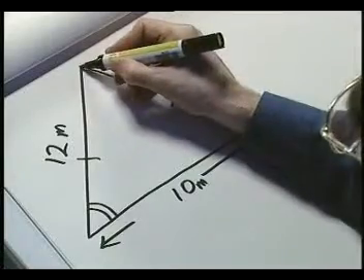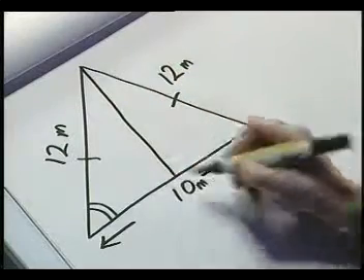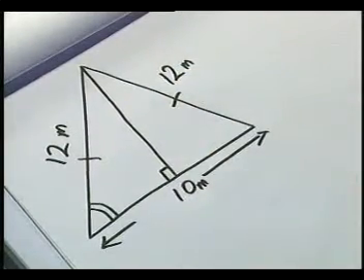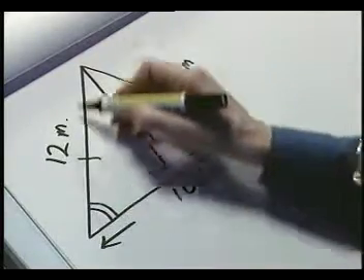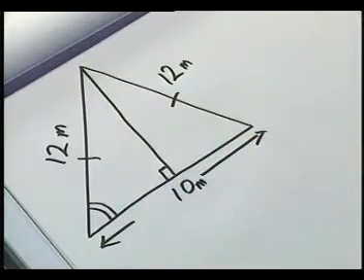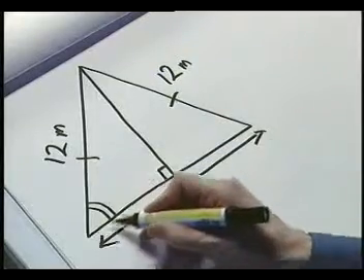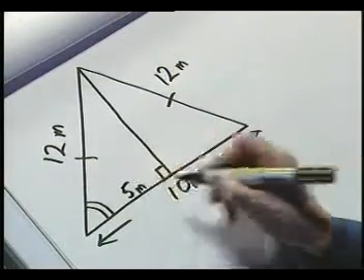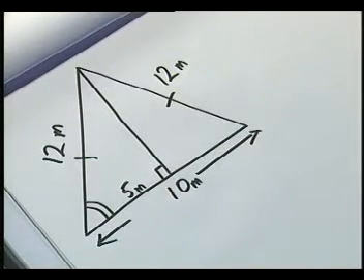There doesn't seem to be a right angle. In questions like this, you've got to look to introduce a right angle. And here, if we divide the isosceles triangle in half, down the middle, this is our right angle. And so here we've got a right angle triangle. And we know that if this is 10, then this is half of 10, 5 metres.